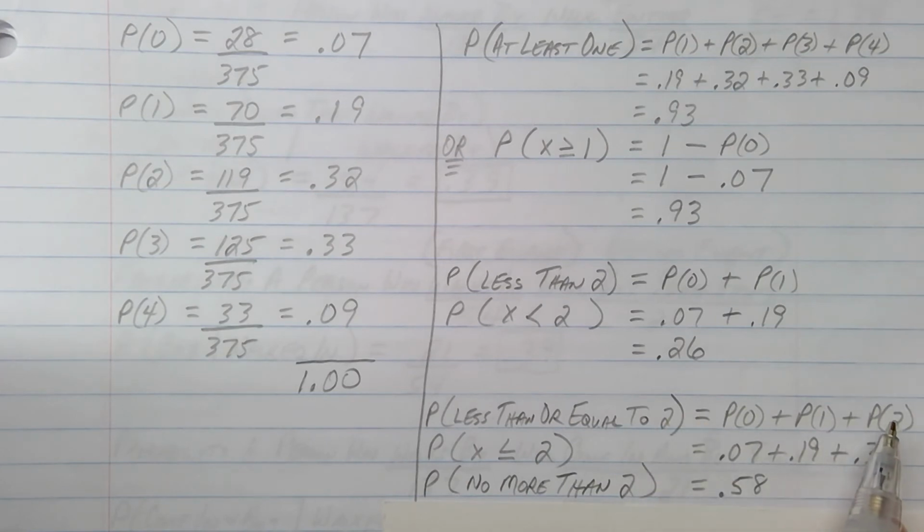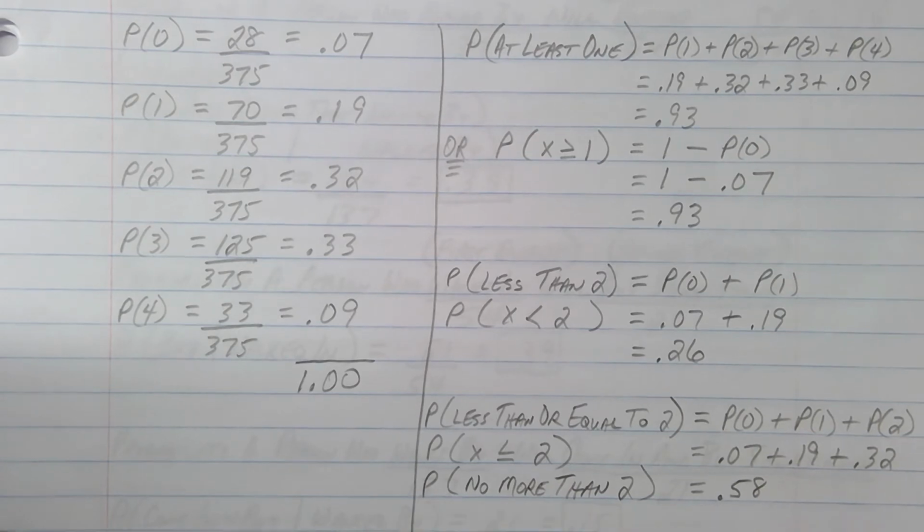Well, that means they could have 2 study skills, but they could have less. They could have 1 or they could have none. Add those up, there's a 58% chance that they have no more than 2 of the study skills.